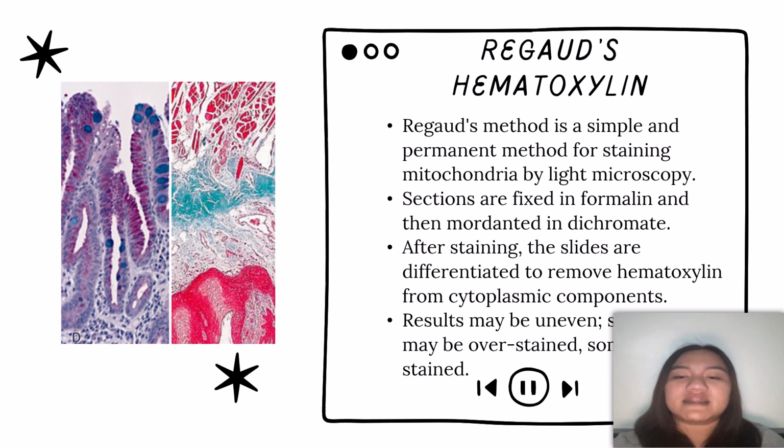Regaud's hematoxylin is a simple and permanent method for staining mitochondria by light microscopy. The sections are fixed in formalin, and then we use a mordant like dichromate. After staining, the slides are differentiated to remove hematoxylin from cytoplasmic components, and the results may be uneven. Some areas may be overstained, and some are unstained or understained.